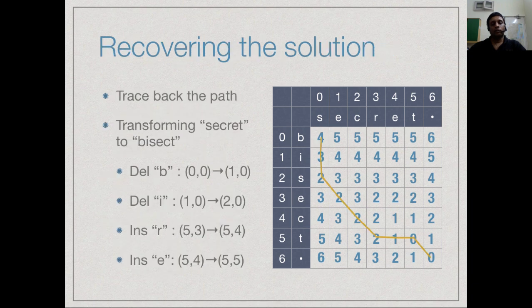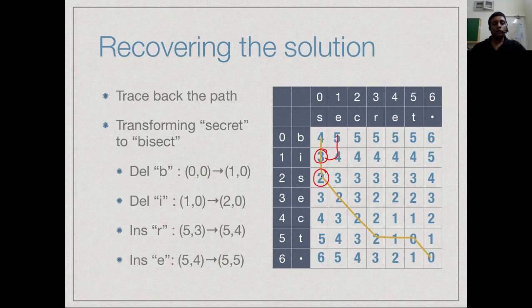And as before, now the question is, how do I recover the solution from this? So I follow the path. Right? So why did I get a 4 there? Because it is the minimum of its 3 numbers. B is not equal to S. What is the minimum of these 3? It's 3. So I went down. Similarly, why is this 3 here? Because it's the minimum of these, so I went down.